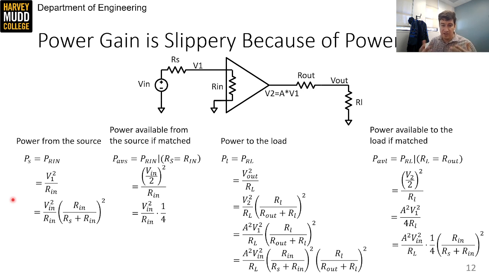The equations I show here track some dividers back through the circuit to show a relationship between the load power quantity and Vin. That quantity depends on the Rs to Rin divider. Because we only assume the load is matched, the source could be mismatched when we calculate this available to the load power.